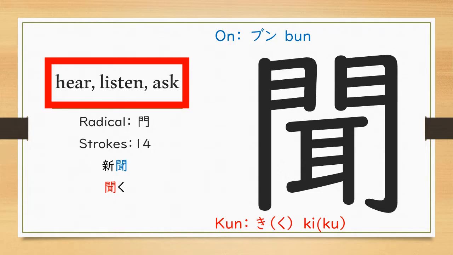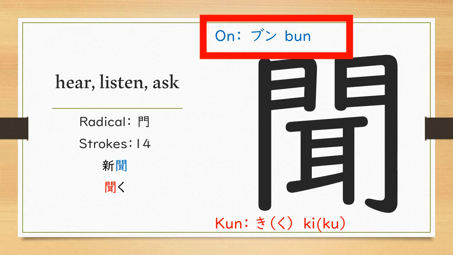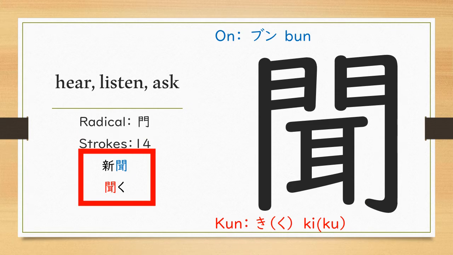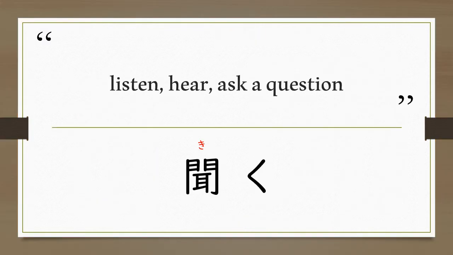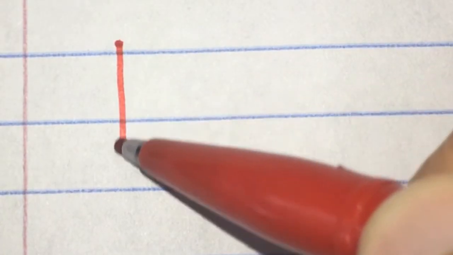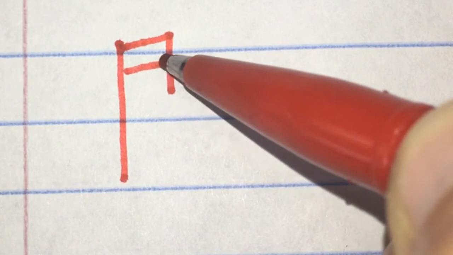The meaning is hear, listen, and ask. On is bun, kun is kiku, radical is the gate. These are the words with this kanji. Listen, hear, ask a question: 聞く. Listen to the music: 音楽を聞く. Ask the teacher a question: 先生に聞く. Newspaper: 新聞.